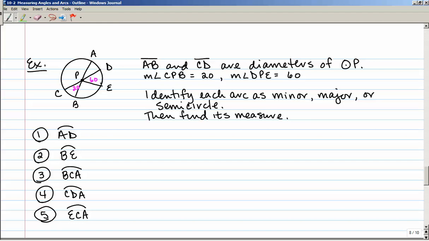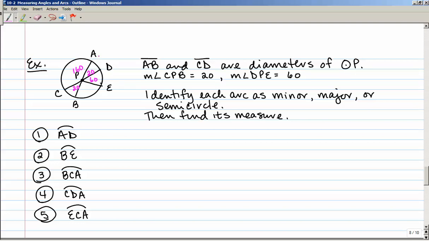Well, there are some of these we don't know, but I think we can figure them out. Since CD and AB are diameters, angle CPB and angle APD are vertical angles, so this one's 20. And we also know that AB is a diameter, so from A through C to B is 180 degrees. So if we subtract 20 from that, this angle over here is 160.